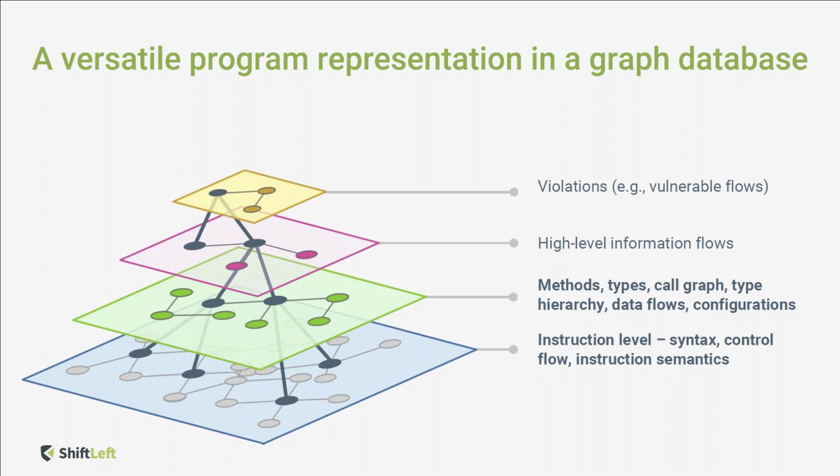This graph actually has multiple layers, and today you'll see what's in the Ocular trial version. In that trial version, you're essentially dealing with the two lowest layers, which give you access to the different instructions, the syntax of the code, control flow, and instruction semantics in terms of data flow. Based on that, you can then calculate data flows, call graphs and type hierarchies, and we're going to see that in action today.